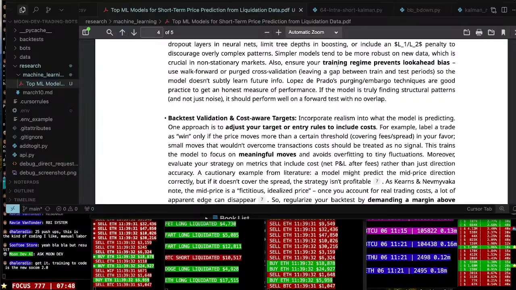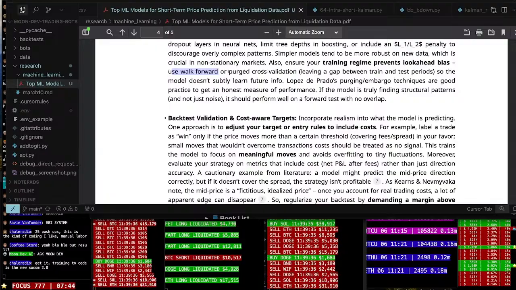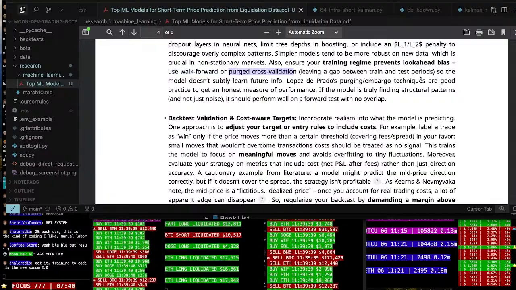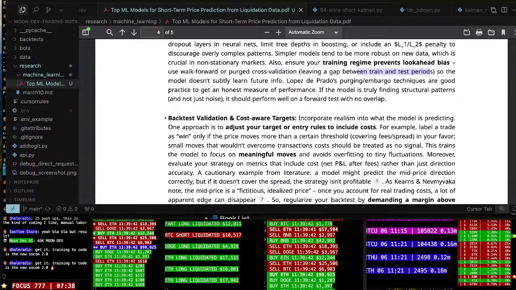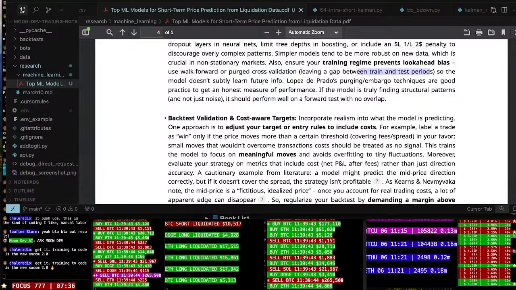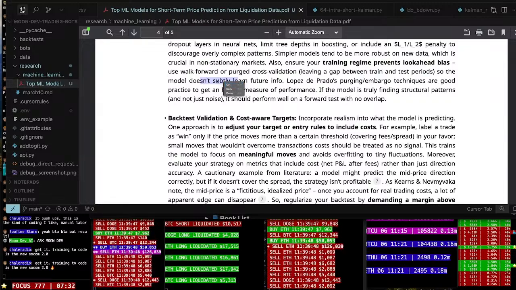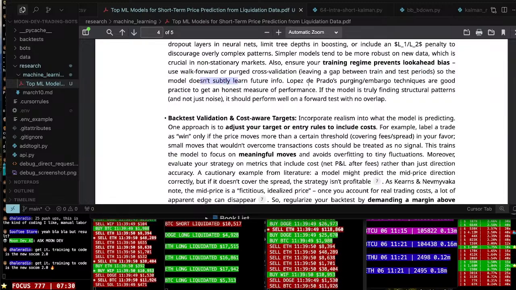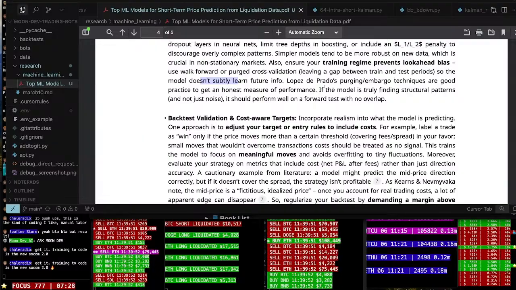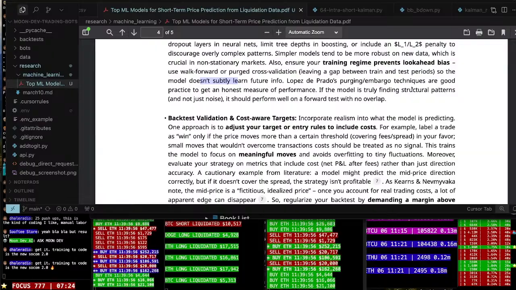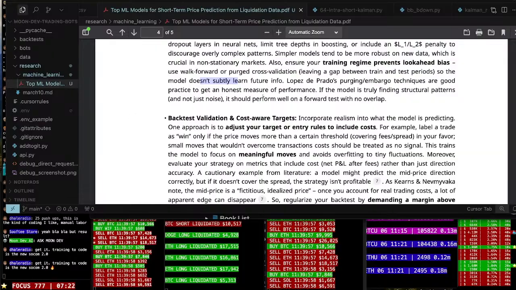Also ensure your training regime prevents look-ahead bias. Use walk-forward or purged cross-validation, leaving a gap between the train and test periods, so the model doesn't subtly learn future info. Lopez de Prado's purging and embargo techniques are good practice to get an honest measure of performance.